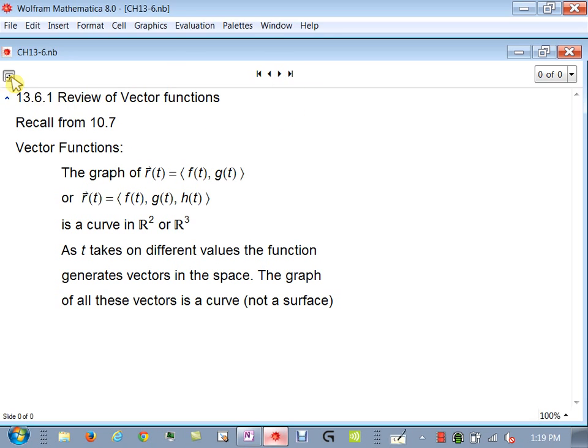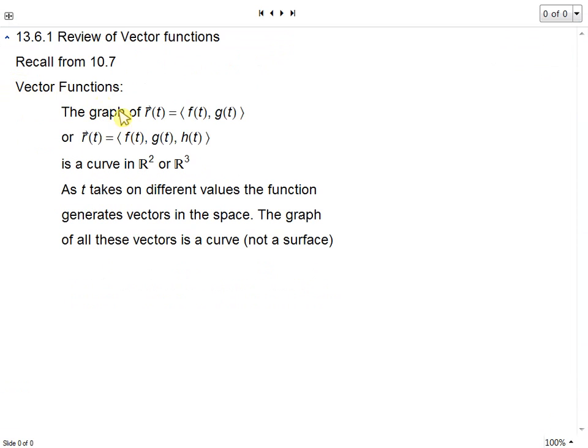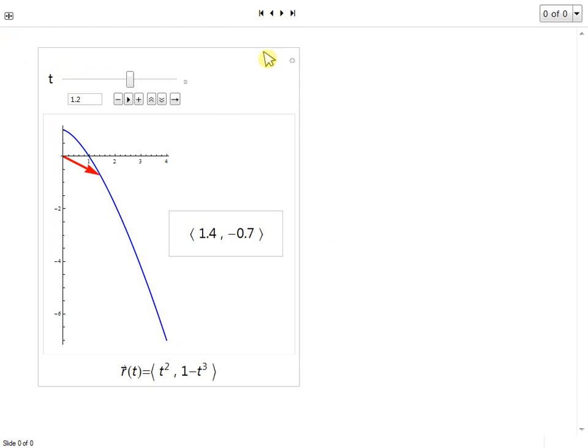Back in 10.7, we defined vector functions. A graph r of t equals, we have 2 components. These components of the vector function are determined by t. So give me a t, it changes the x component and the y component. If it's in 2D or 3D, we have 3 functions here, then these are curves. As t changes, this starts to draw a curve in 2 or 3 dimensional space.